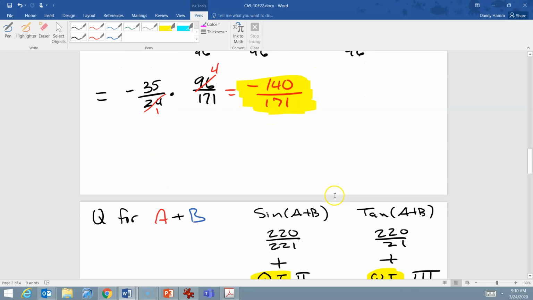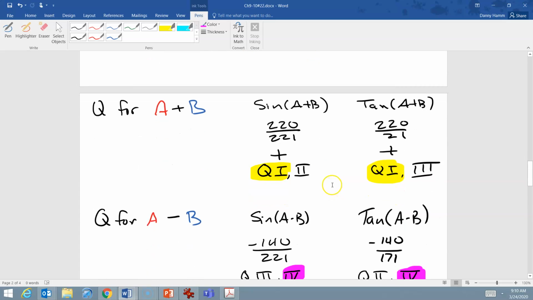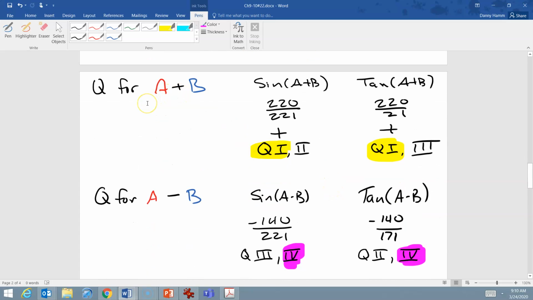And then a final part of this marathon of a problem, we're just looking for which quadrant that we're in. So we have to look at our solutions for both of A plus B. So our answer for sine of A plus B was 220 over 221. I don't care what the number is, I just care that it's positive. And where is sine positive? It is positive in quadrant 1 as well as in quadrant 2.